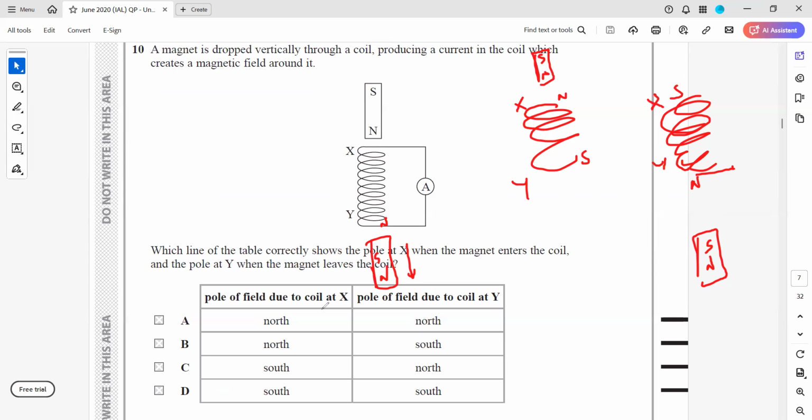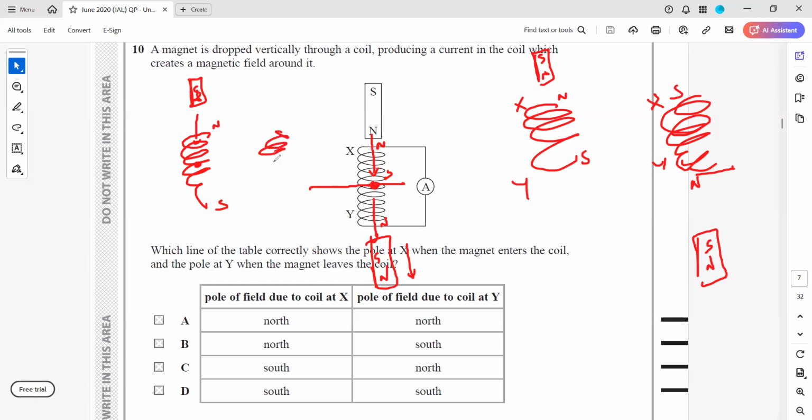So what about inside? When it is going towards the center, this will happen. Till it is moving toward the center, this will remain north and this will remain south. But when it crosses, because we always compare with the center of the coil, if it is moving toward the center, it will try to oppose. So this will be north, this will be south.